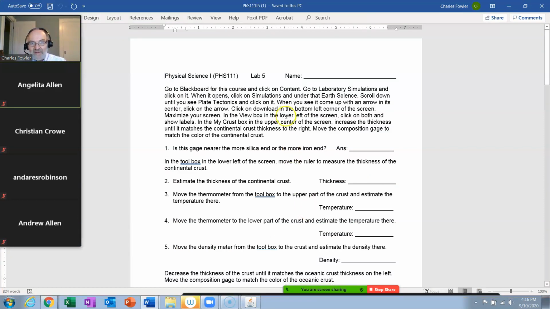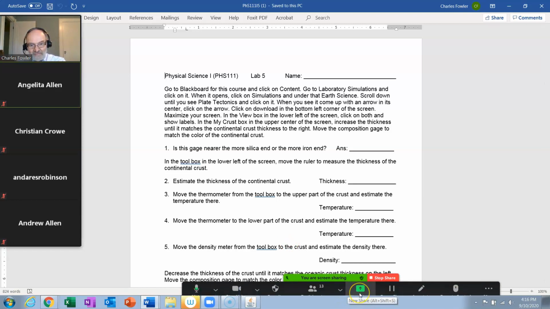All right. So we've done all this, clicked on download, blah, blah, blah. In the view box in the lower left corner, click on both and show labels. I didn't do the show labels. That's the part I was doing. In the My Crust box in the upper center of the screen, increase the thickness until it matches continental crust thickness on the right, and move the composition gauge to match the color of the continental crust. Okay. So let's go back here and do what they said.